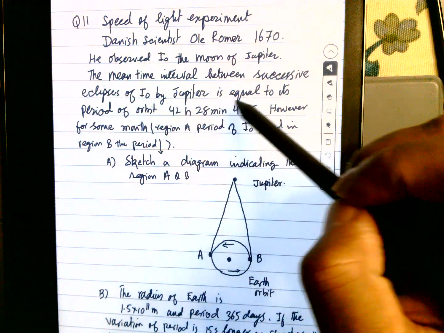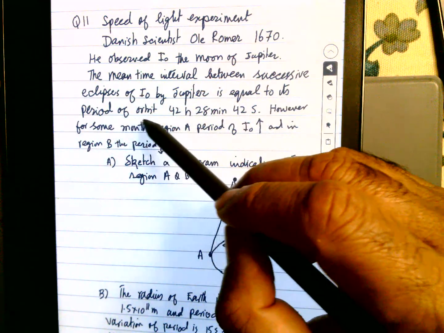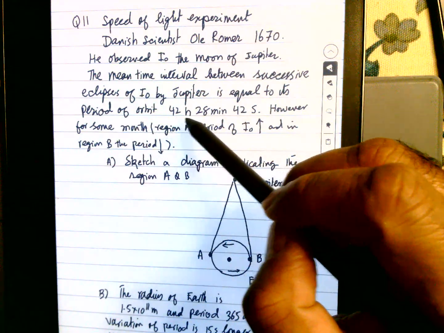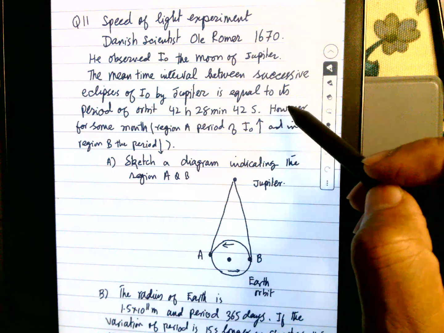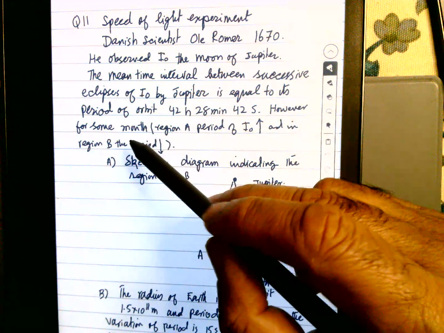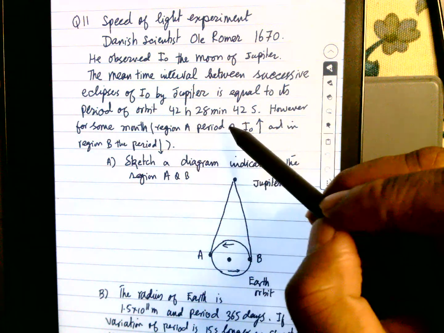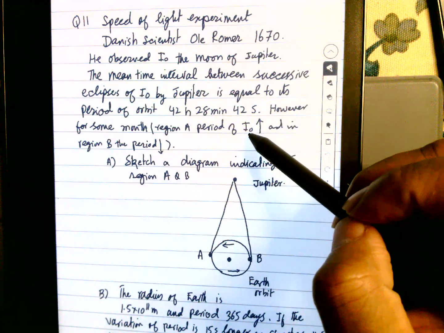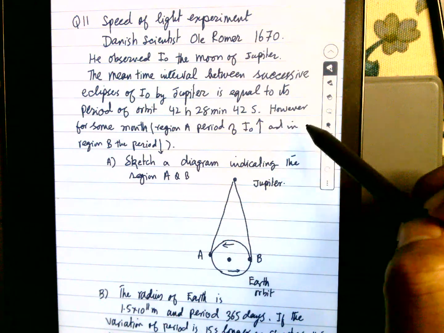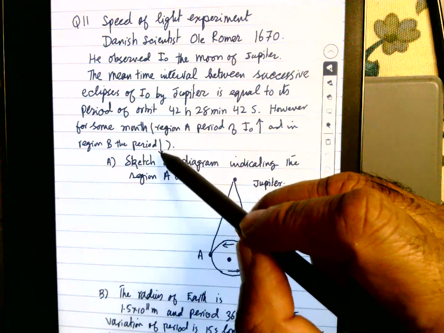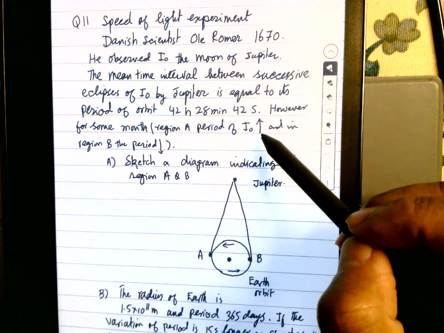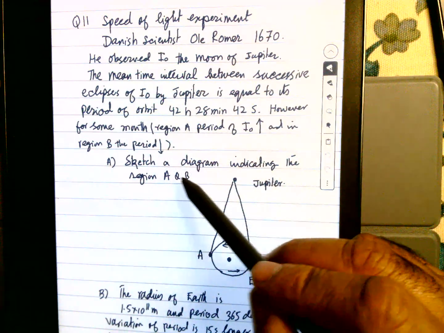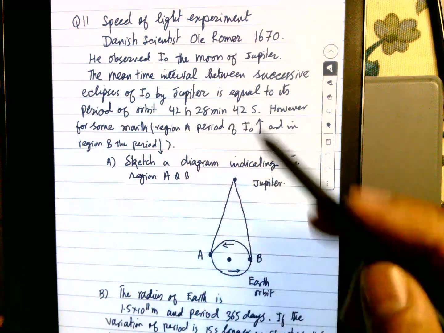by Jupiter is equal to the period of the orbit, which is 42 hours 28 minutes and 42 seconds. However, in the same month, in region A the period of Io is greater, and in some region the period is lesser. So, is it increased or decreased? Sketch the diagram indicating the regions A and B.